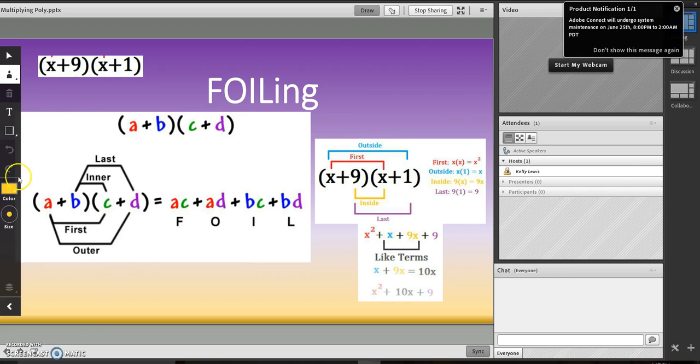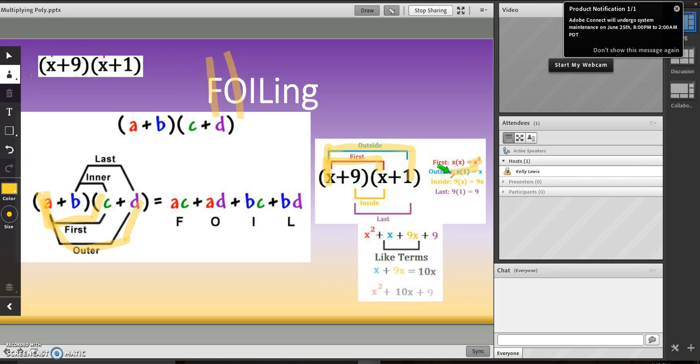All right, so there's FOILing, where you've got, like, an x plus 9 and an x plus 1. You do the first two multiplied by each other, so x times x, that's x squared. Then FOIL goes first, then outer. So you do the outer two multiplied together, x times 1, which is 1x.